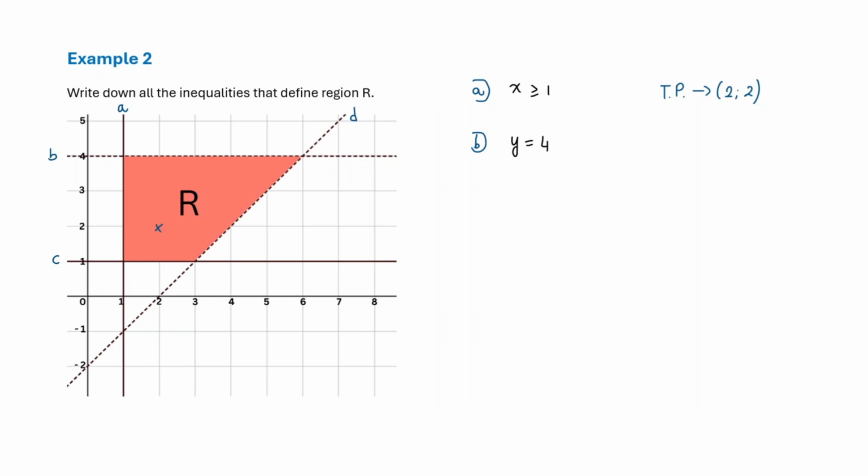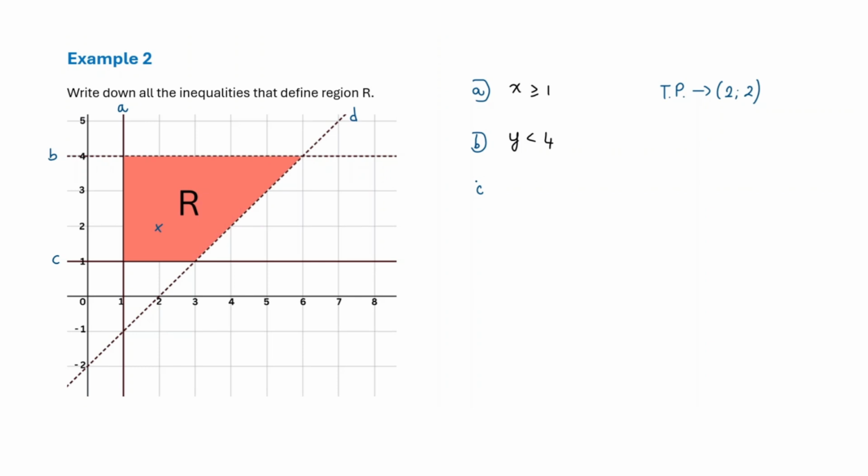Region R is below the line, so we guess y is less than 4. Now check this using the same test point, 2, 2. The y-coordinate is 2, so we get 2 is less than 4. This is true, so our direction is correct. The second inequality is y is less than 4.